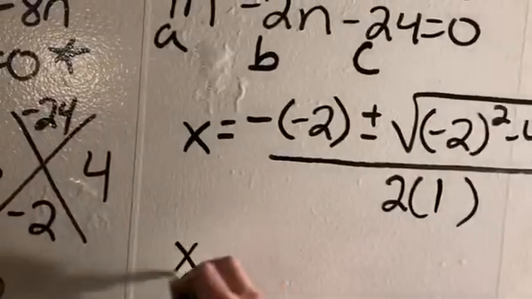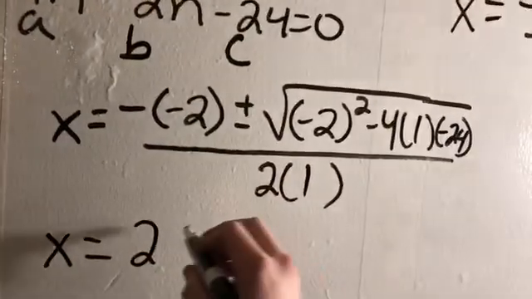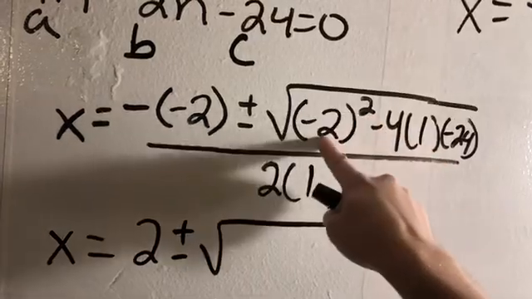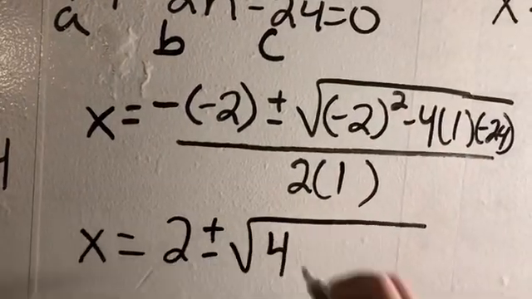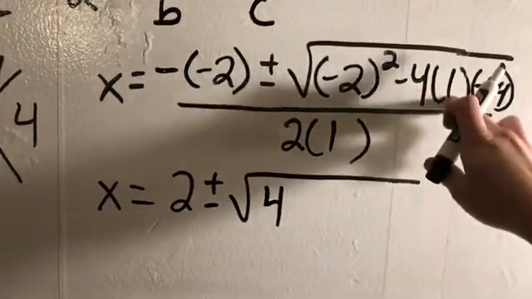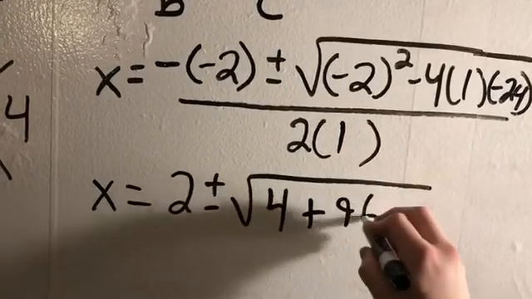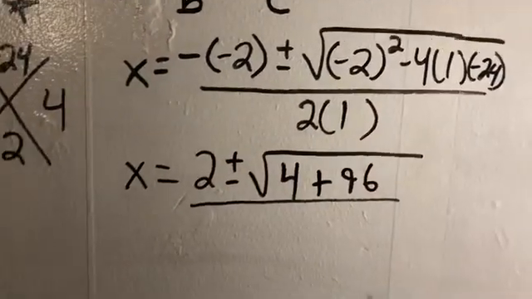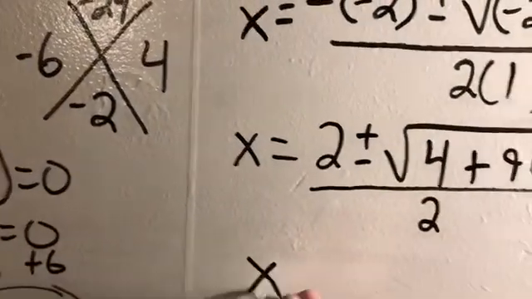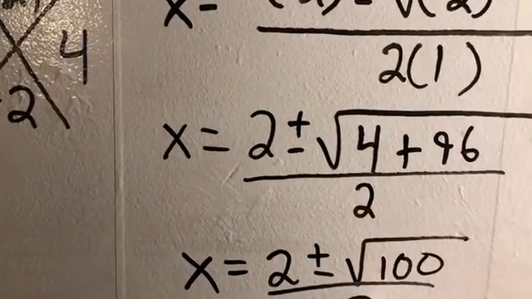And now let's start simplifying. If we have a negative and negative, that's going to be a +2, plus or minus the square root of -2 squared is -2 times itself, so it'll be a +4. Negative times a negative is a positive. -4 times 1 is -4, times -24 will be a +96. 2 times 1 is 2. We need one number underneath the square root, so 4 plus 96 is 100.